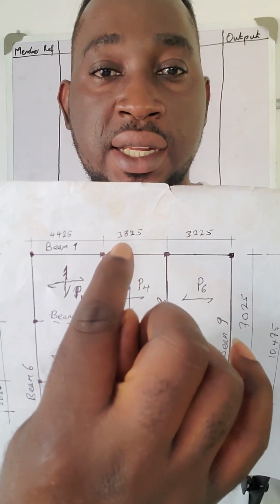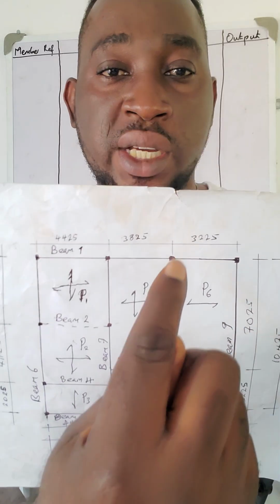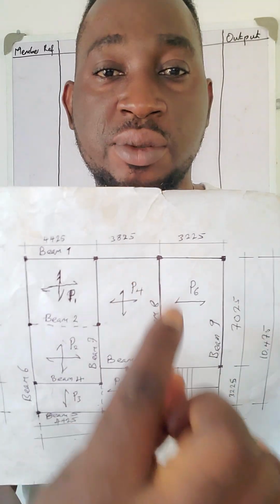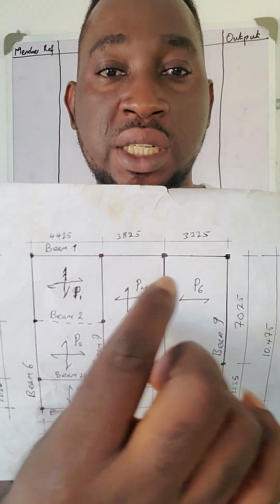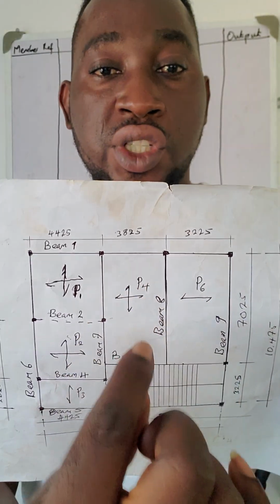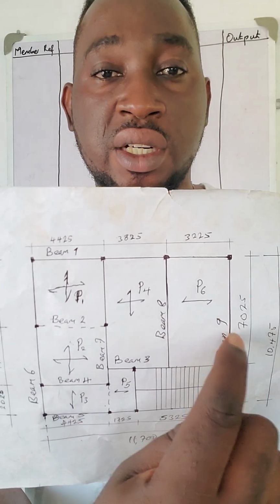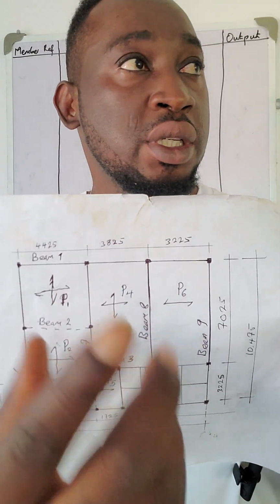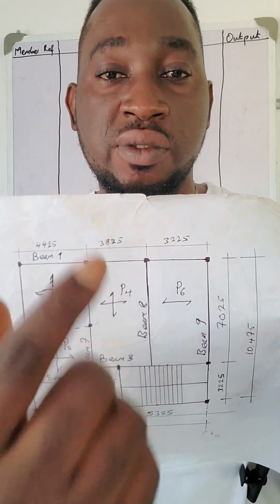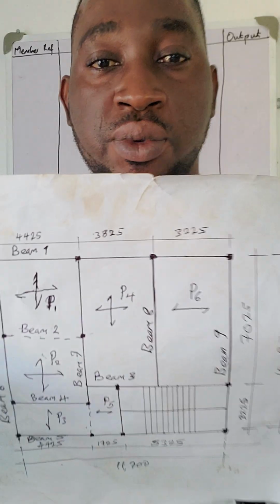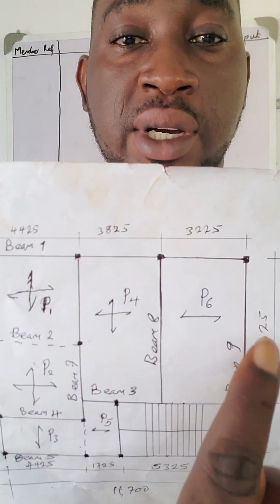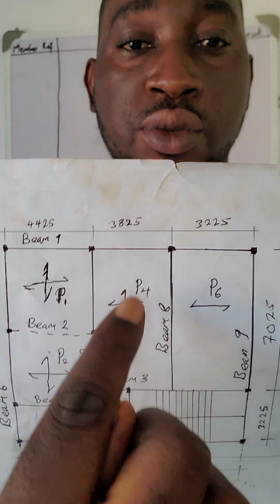You can see the LF is 3825 while the LY is 7025. So first thing first, what we need to do is to obtain our coefficient, our ratio, of F to Y, so that we get to the BS code. We go to the BS code to obtain our moment coefficient. So let's proceed at LX, LY. So this is the panel. It's a two-way panel slab.